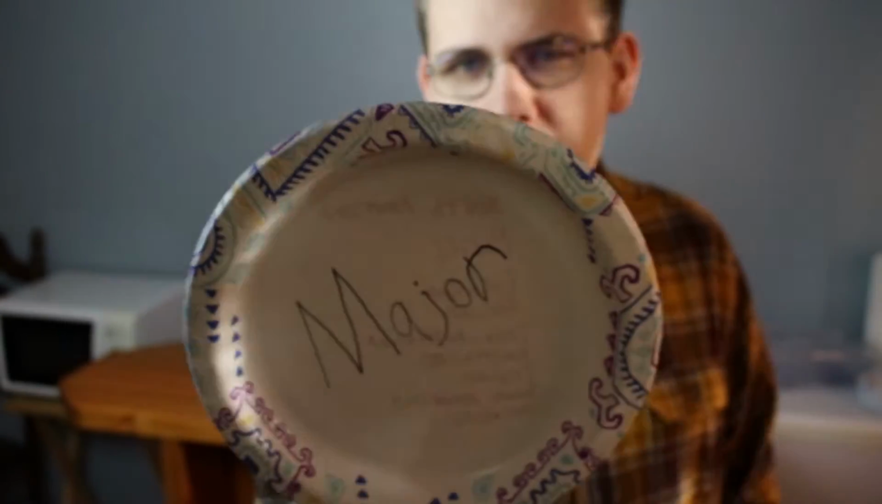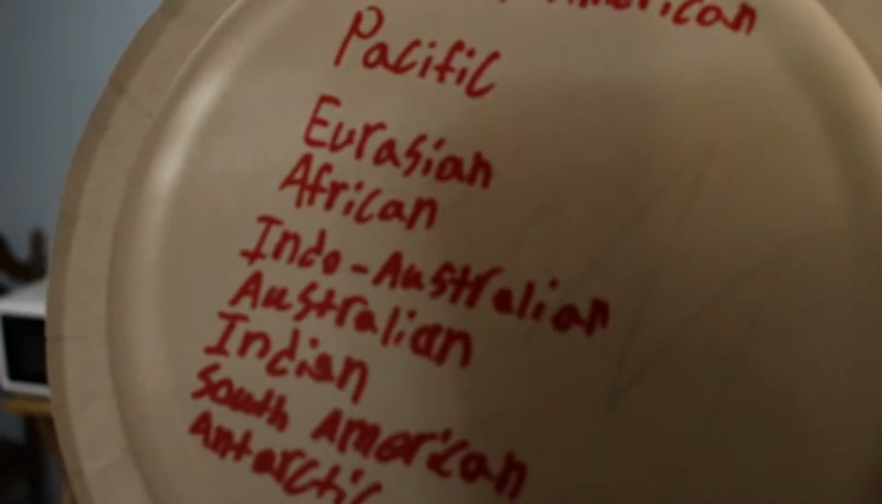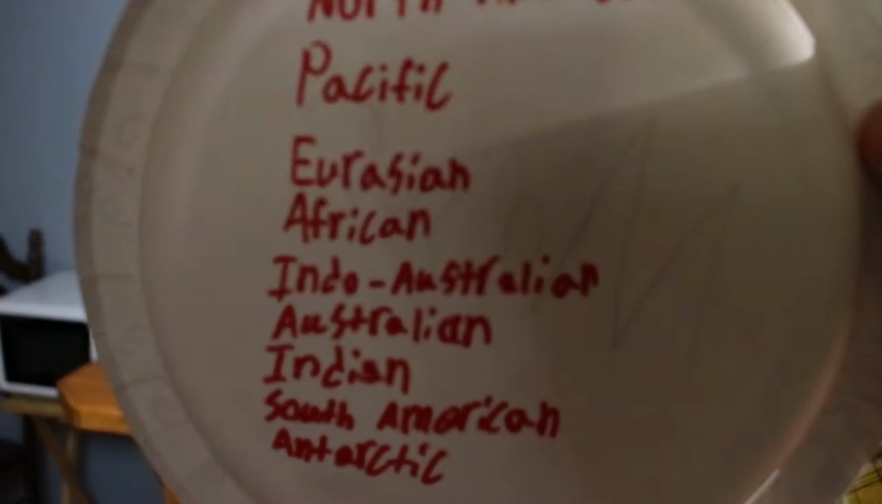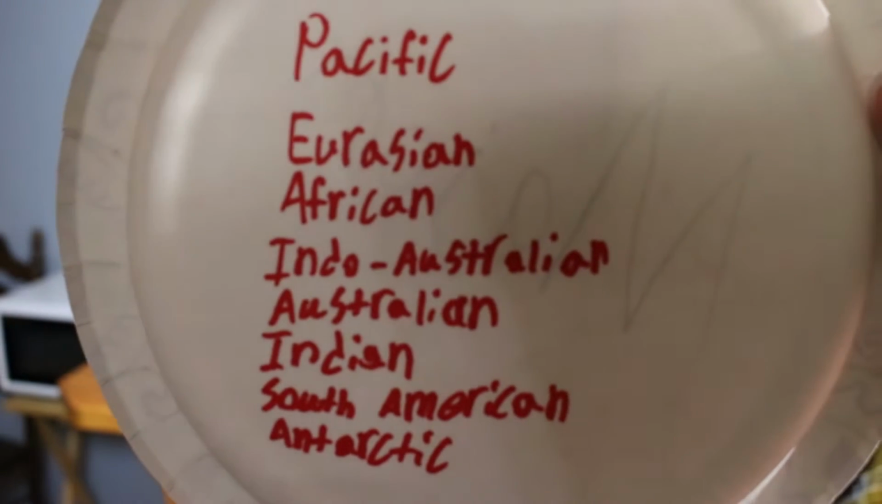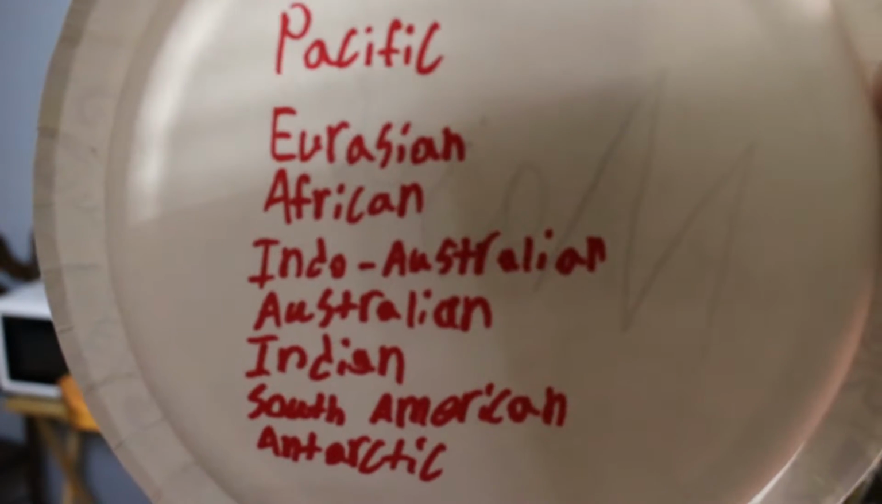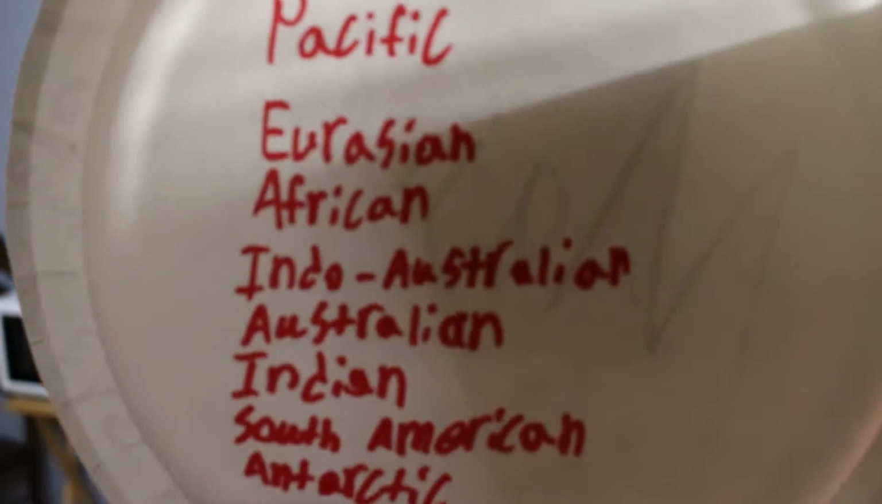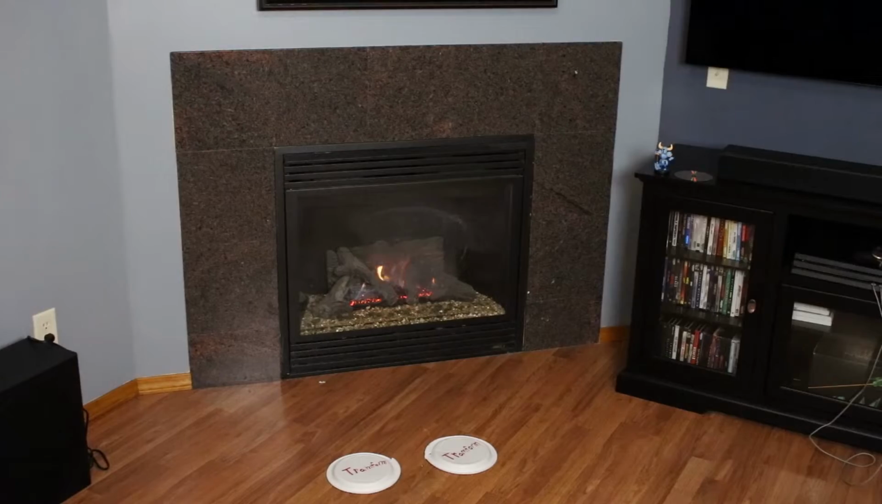And regarding the majors, there is North American, Pacific, Eurasian, African, Indo-Eurasian, Australian, Indian, South American, and Antarctic. But how these plates interact with each other is what's really interesting.